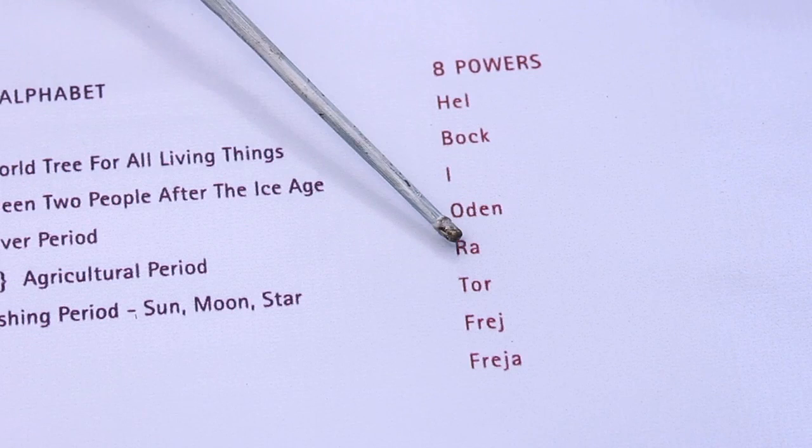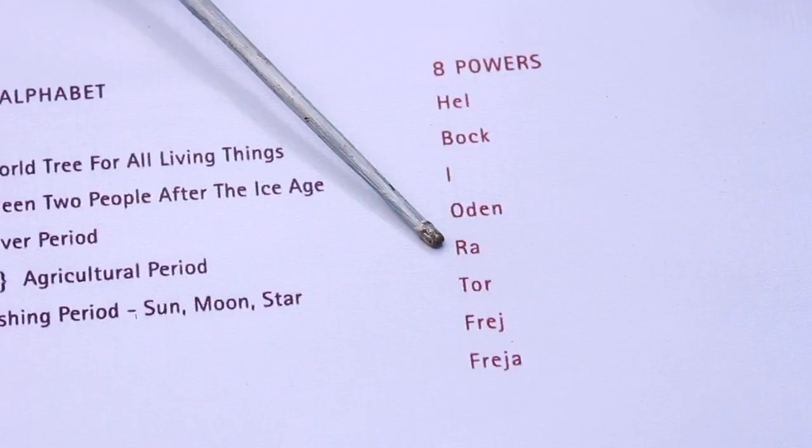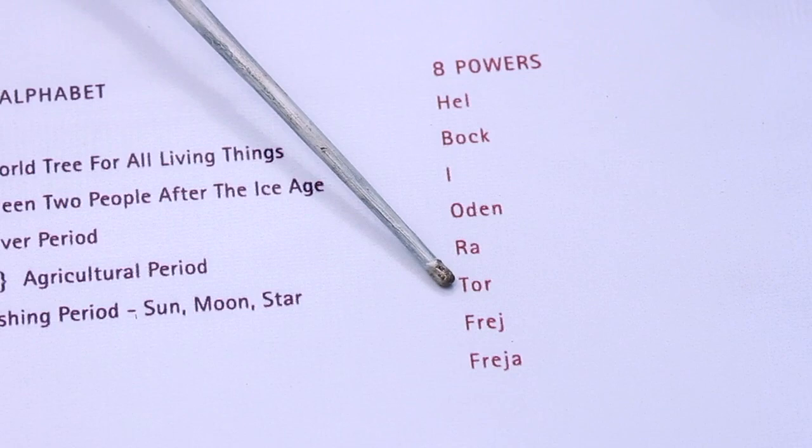It's the fourth power. The fifth power is called Ra. And Ra is a very, very big story. Ra we'll say is the king. Ra is the moon, the light part of the moon. And Ra is part of an old money system.